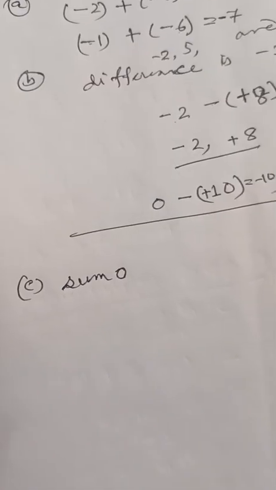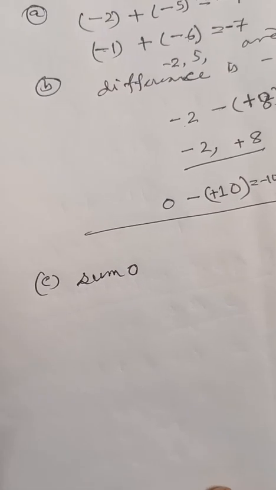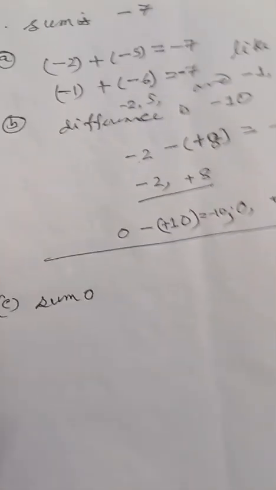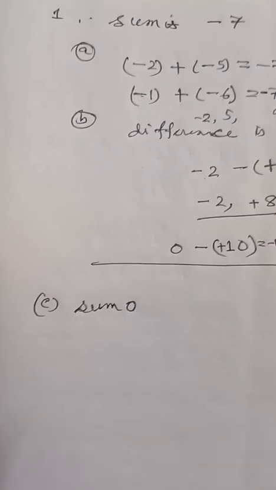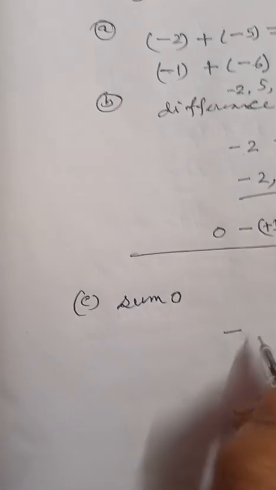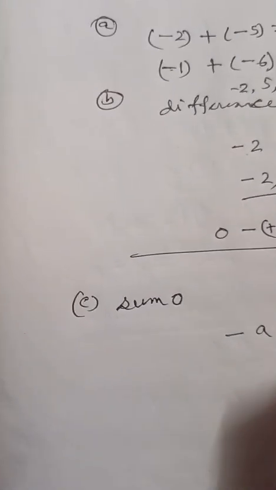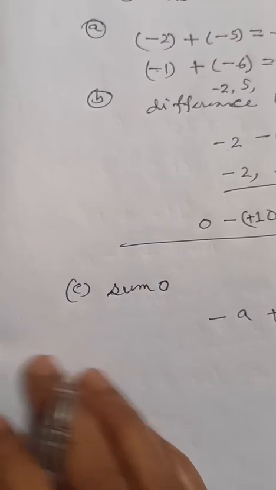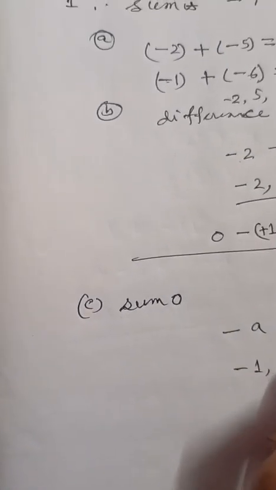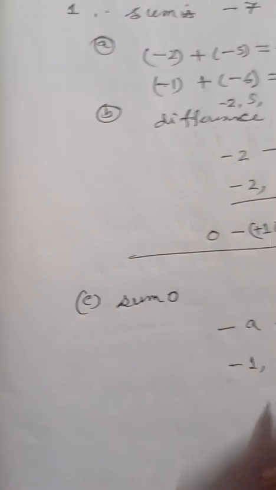Their sum is 0. When the sum of two integers becomes 0, their absolute values are equal and signs are different, so minus a plus a equal to 0. A may be any integer. So minus 1 comma plus 1, like this.